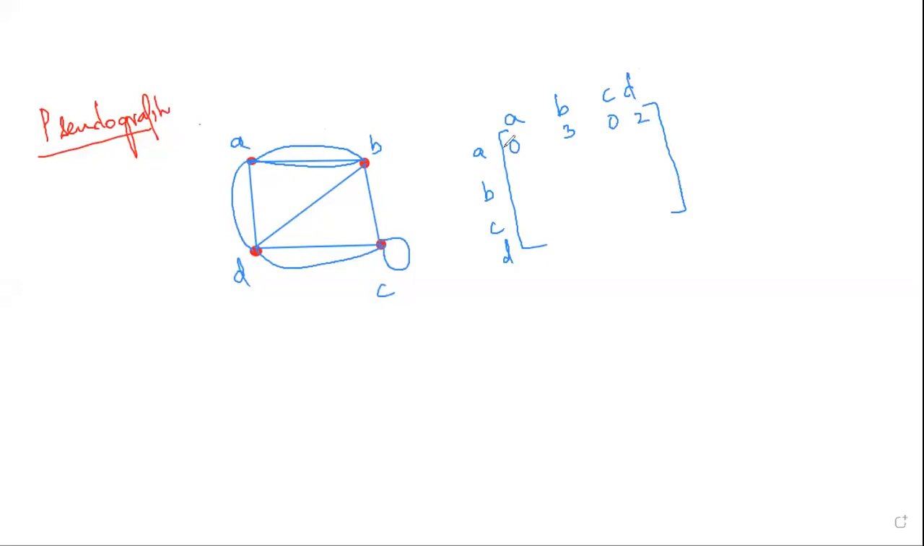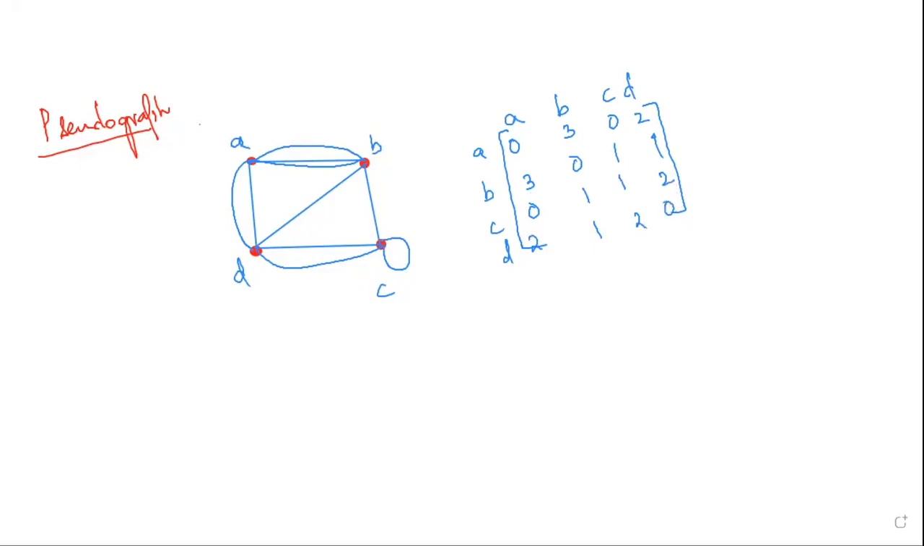Now after that, B to A, we have 3 edges, 1, 2 and 3. B to B, there is nothing. B to C, 1 and B to D, 1. After that, we have the vertex C. C to A, there is nothing, 0. C to B, only 1. C to C, there is a loop, so 1. And C to D, there are 2. After that, D to A, 2 again. D to B, 1. D to C, 2. And there is no loop, so D to D is 0.